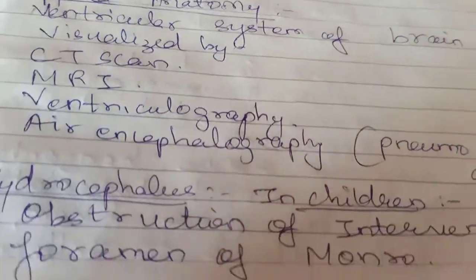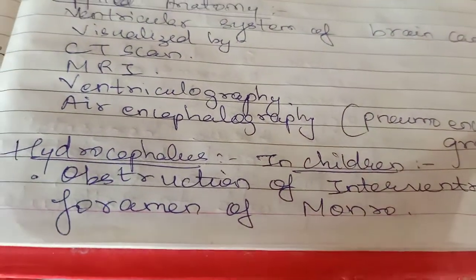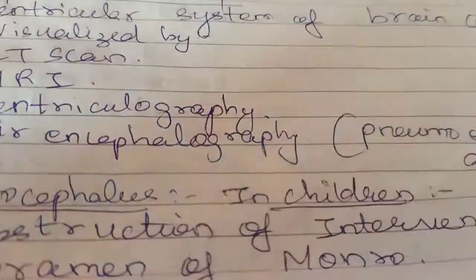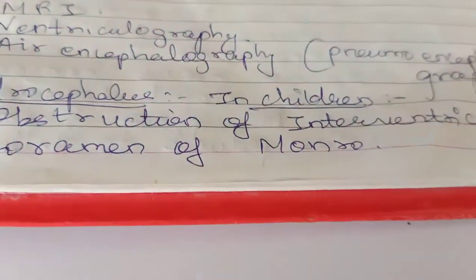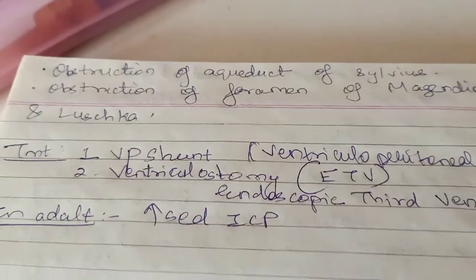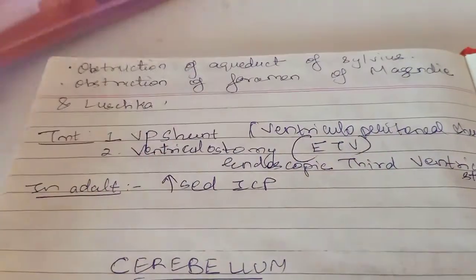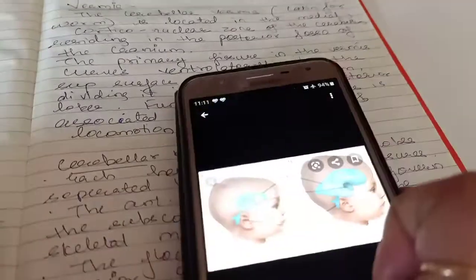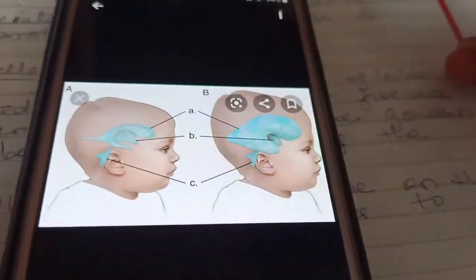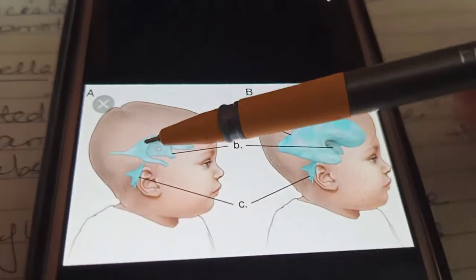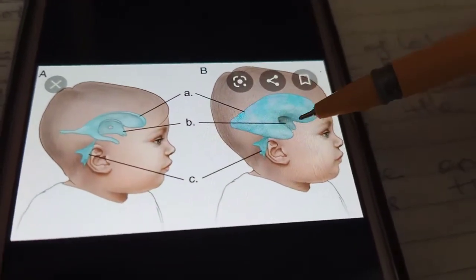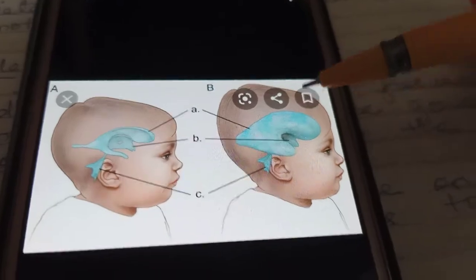Now important is hydrocephalus: obstruction of the interventricular foramen of Monro, obstruction of the aqueduct of Sylvius, obstruction of the foramen of Magendie and Luschka. Just remember this is hydrocephalus. You can see this is the normal lateral ventricles and this is the hydrocephalus, where it is filled with excess fluid.